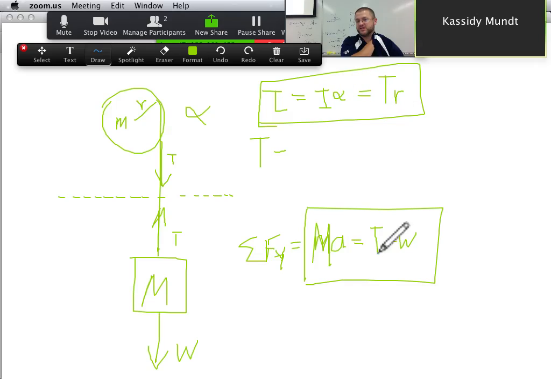But these equations are related to each other in a couple of different ways. Both of them have the tension in them, right? But also the alpha and the A are related because the string is connected to this pulley. R times alpha equals A, right? So you can replace the alpha with A over R or the A with R times alpha, right? And then you can solve one of these equations for T and plug it into the other one and solve for either A or alpha. Once you've got A or alpha, you can solve for the other one. And once you've got those, you can solve for T.